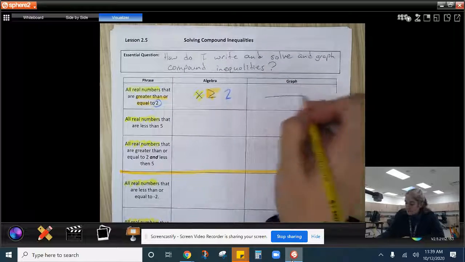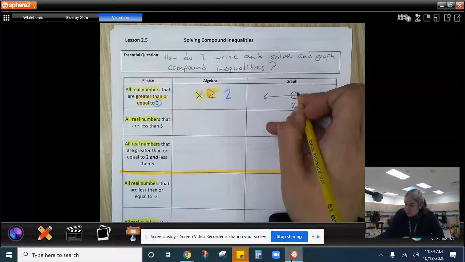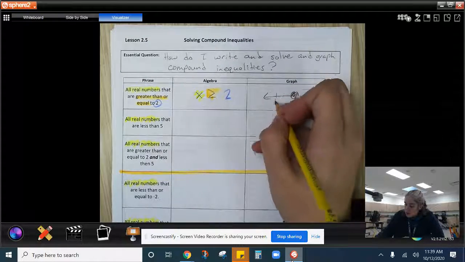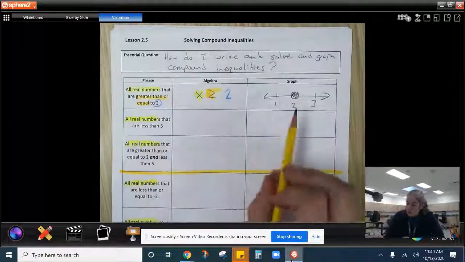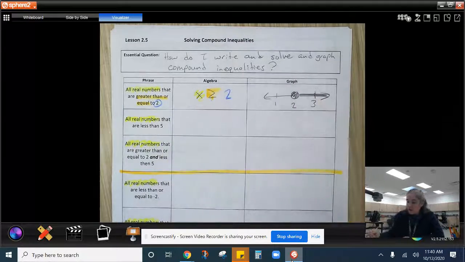And we know how to graph it. Here is my graph. I do a dot. Do I fill it in? Yes, I do. And then I need to decide which way I am shading. Which side is the greater side? 3 is the greater side. So I shade it like that.